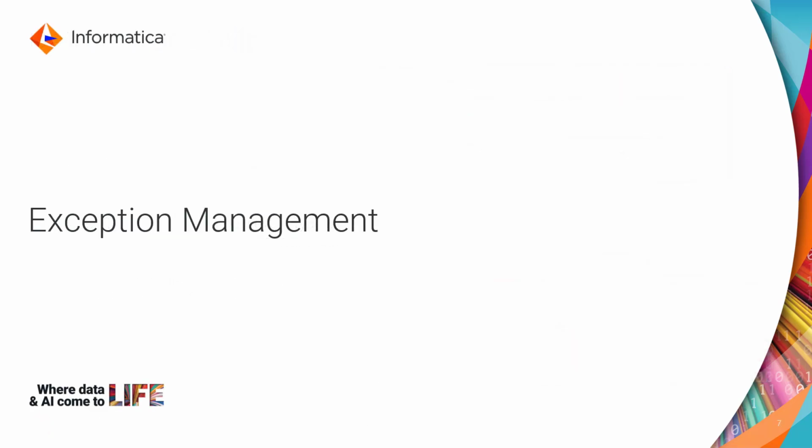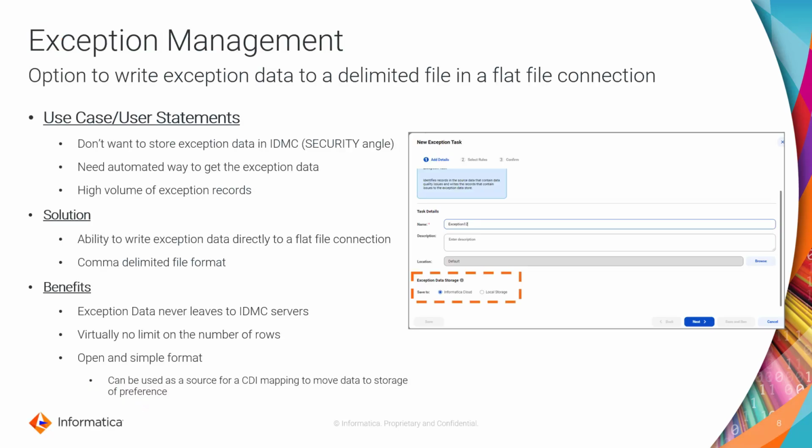In terms of exception management, we now allow you to write the exception data into a flat file type of connection. Some users don't want to store the exception data in IDMC. It's a pure security angle here. So now we allow you to write to a flat file target connection in a file that is in comma delimited format. The benefit of this route is that exception data never leaves your agent and it stays behind your firewall and never comes to IDMC servers. Virtually, there is no limit on the number of rows, and it's an open and simple format where you can use a simple CDI mapping if you need to move this data to a storage of your preference.